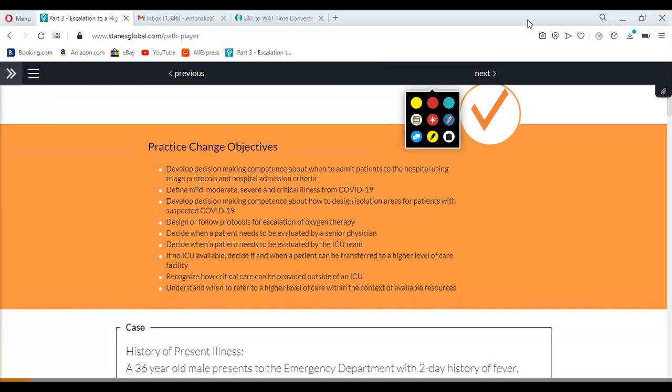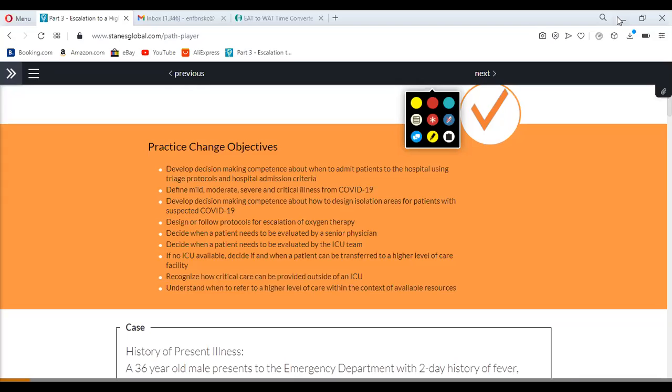We should also be able to decide when a patient needs to be evaluated by the ICU team, the intensive care unit team. If no ICU is available, which we know most facilities don't have, we should be able to decide if and when a patient can be transferred to a higher level of care facility for continuous management. And we should be able to recognize how critical care can be provided outside of an ICU. We should know that it is not only in the intensive care unit that you can provide critical care.